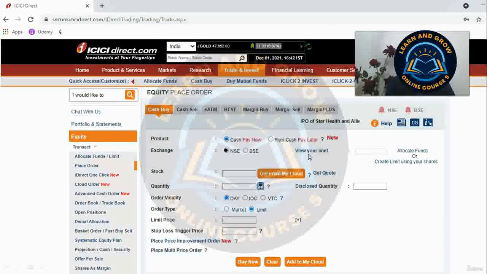Alright. I select NSE, and then you see this view your limit. If I have not seen my bank account, how much money is there or what is my limit for purchasing, then I can click on this and see how much is my limit. But now since we have already seen that, I know I have got adequate limits. So what I will do now, I will feed in the stock details which I want to purchase. So I want to buy a stock called National Aluminium. So I fill in here as National Aluminium.